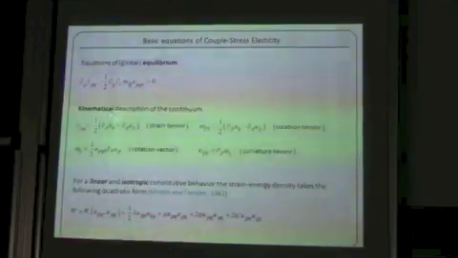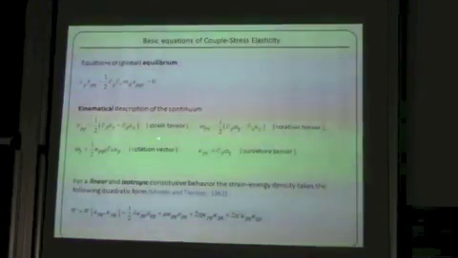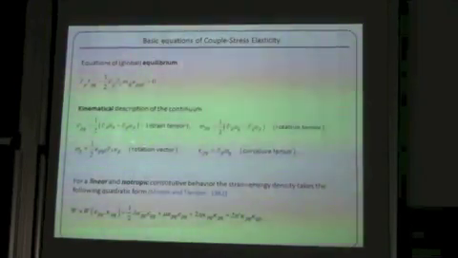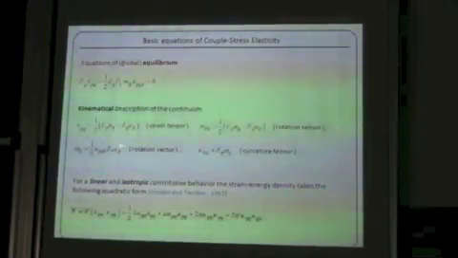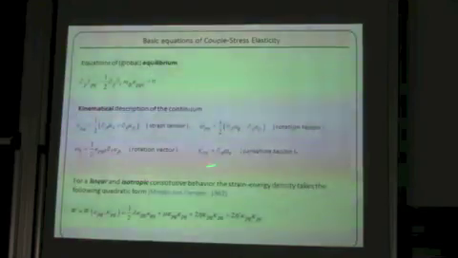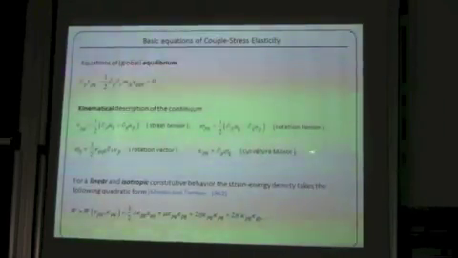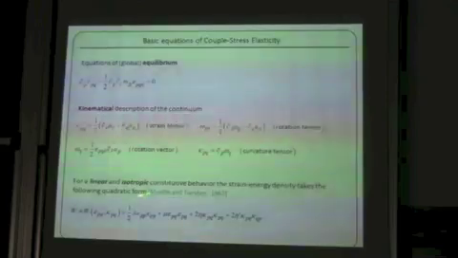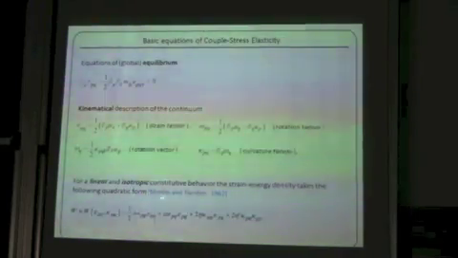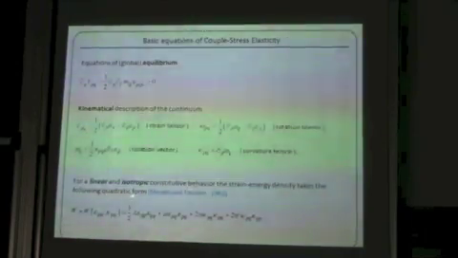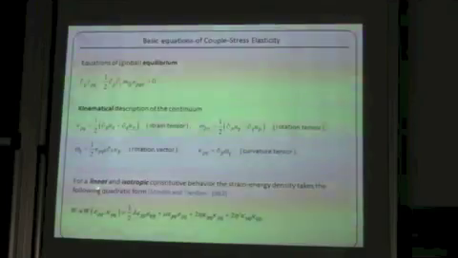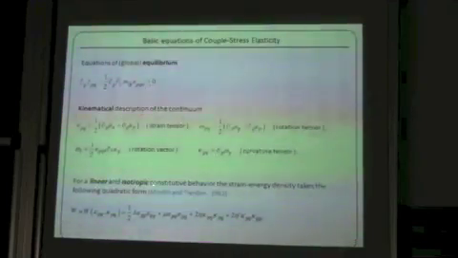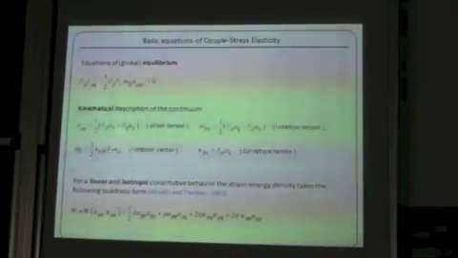Now, as for the kinematical description, in the geometrically linear case, we have the usual quantities of classical theory, and here the curvature tensor is introduced as the gradient of the rotation. And we write this form for the strain energy density for a linear and isotropic constitutive behavior.